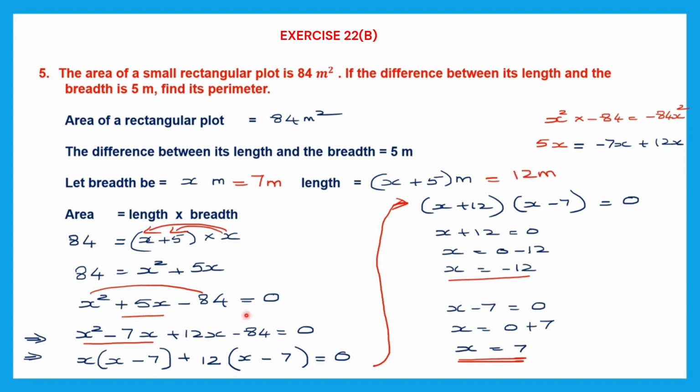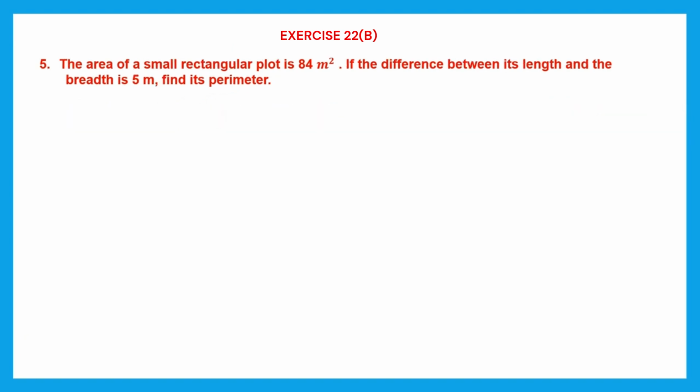So now we have found the length and the breadth. But what are we actually asked to find? We are asked to find the perimeter. Now we can use the formula and then find the perimeter of this rectangle. So now that we know the length and breadth, let's find the perimeter.